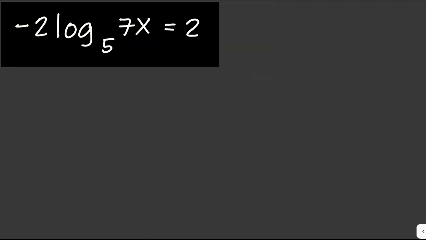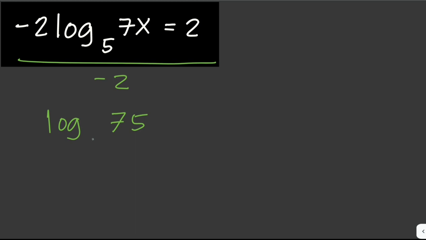Okay, let's solve another one. We have here negative 2 logarithm of 7x to the base 5 equals 2. So we just have to divide both sides by negative 2. Then we'll be left with logarithm of 7x to the base 5 equals negative 1. 2 divided by negative 2 is just negative 1.